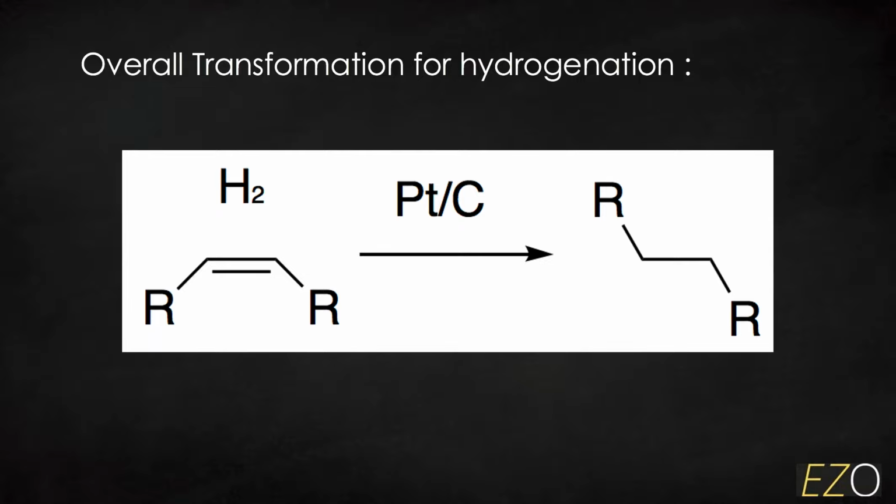So you begin with an alkene, either cis or trans, it doesn't matter, and you'll end up with an alkane of this alkene. And to do that, hydrogen in its diatomic gaseous state is added. And with a catalyst of platinum on carbon, you can transform this alkene into an alkane.